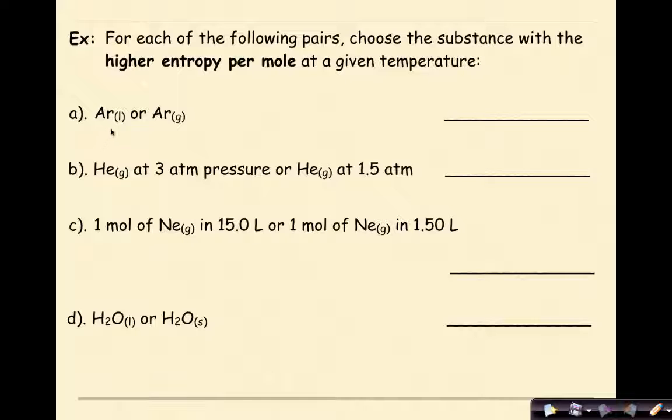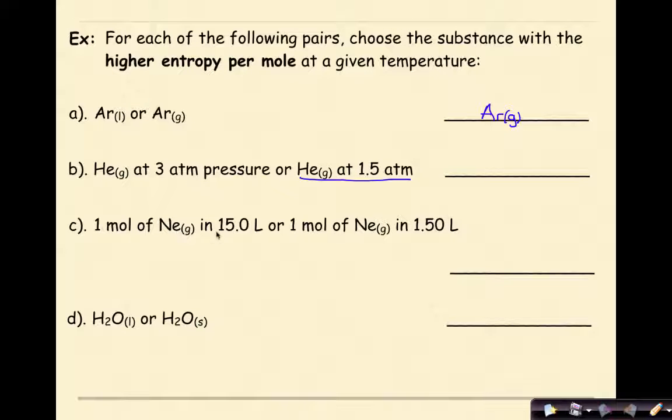For the first one, we have argon as a liquid or argon as a gas. If you chose argon as a gas, you are correct because that will have a greater entropy. Helium at 3 atmospheres of pressure or helium at 1.5 atmospheres. If you chose helium at 1.5 atmospheres, you are correct. The more pressure that we have on our substance, the less entropy it will have. So helium at 1.5 atmospheres is the one with the higher entropy.